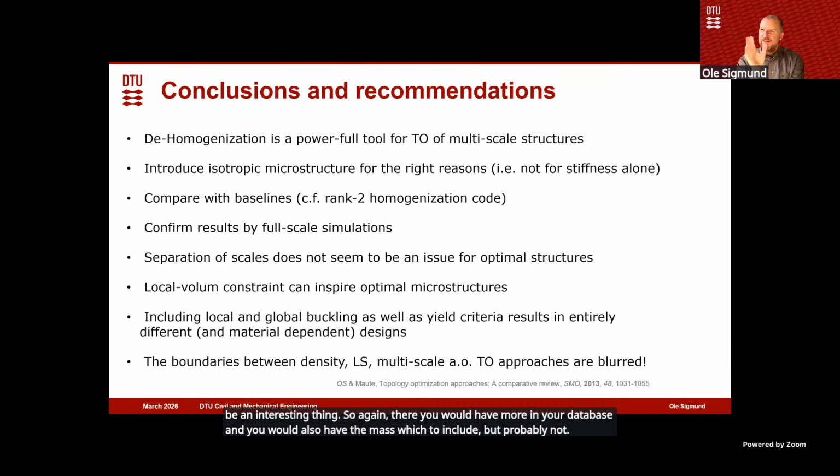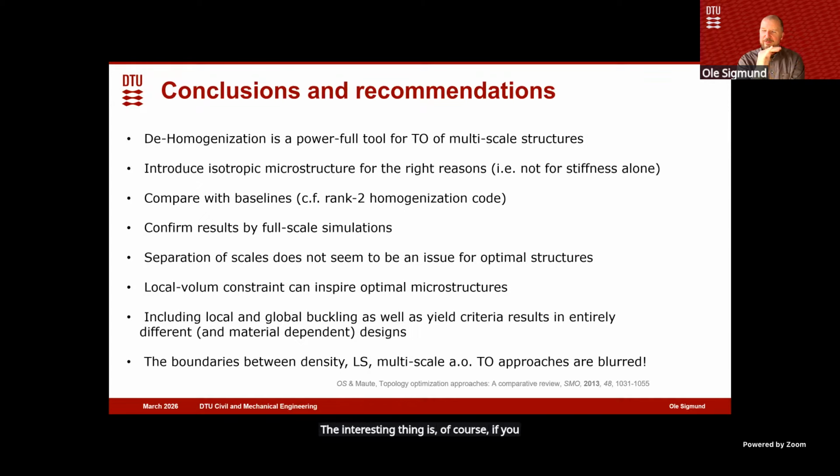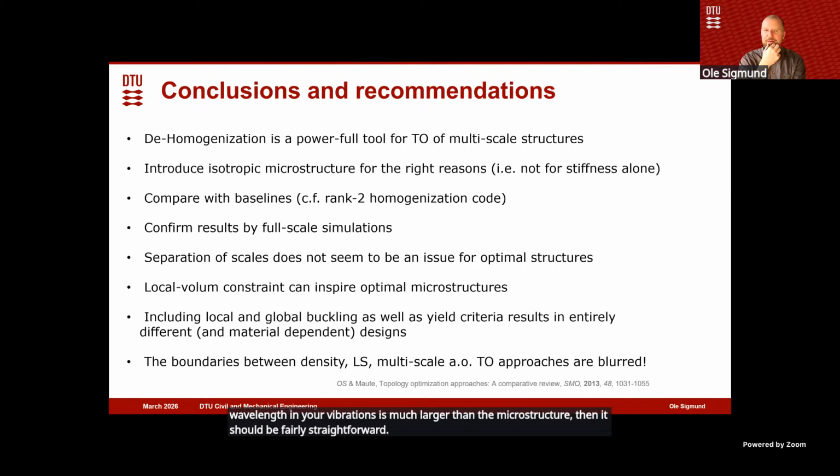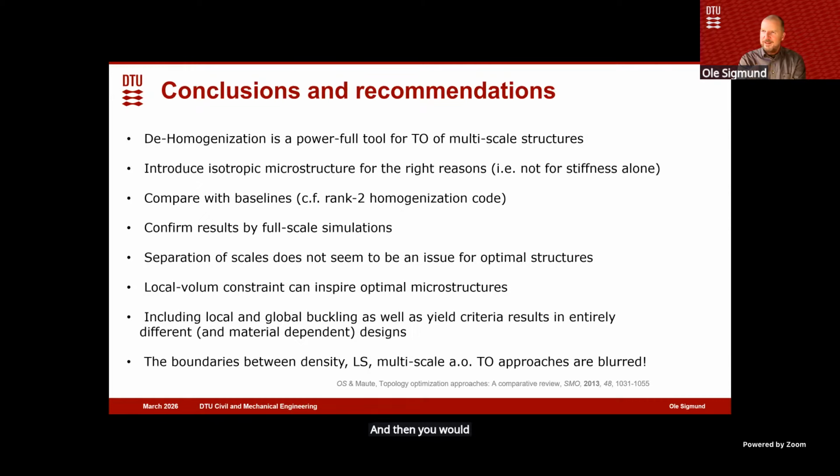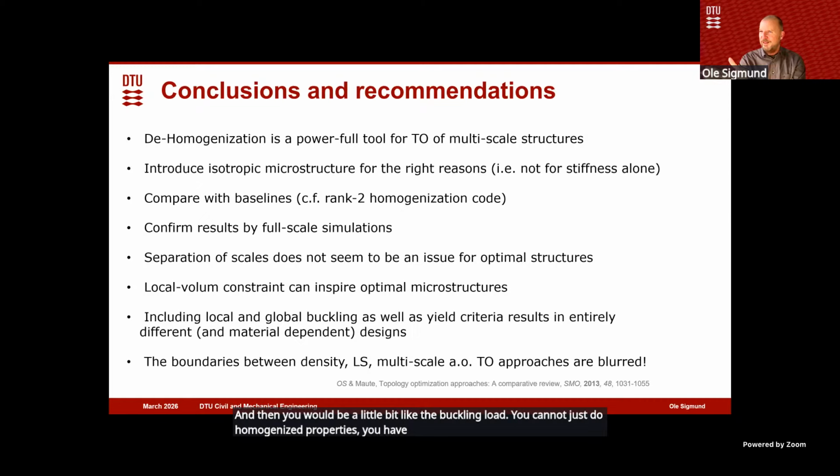The interesting thing is, of course, if you're still assuming that the wavelength of your vibrations is much larger than the microstructure, then it should be fairly straightforward. It's just also adding the mass in your interpolation function. But in the case where you start having the wavelength comparable to the microstructure, then you're sort of getting to the metamaterial business. And then you would be a little bit like the buckling load. You cannot just do homogenized properties. You have to do Floquet-Bloch wave stuff and all kinds of stuff, and it gets really dirty. But even there, I think it should be very interesting.